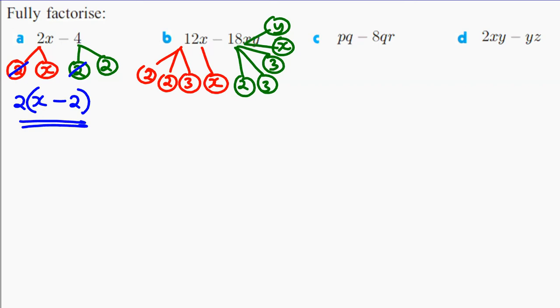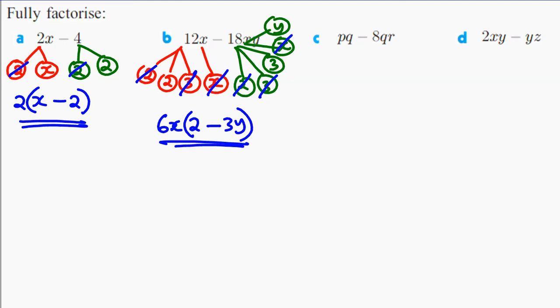So the common factors here are 2, 3, and x. 2 times 3 is 6, times x, that will be 6x. So my highest common factor will be 6x. What remains on the left is 2, and what remains on the right is 3y. So 12x minus 18xy, when fully factorized, gives you 6x into bracket 2 minus 3y.